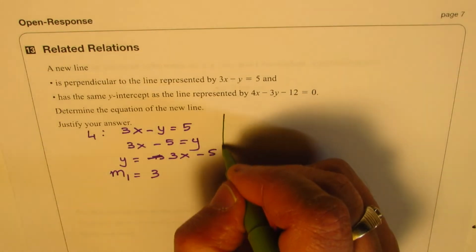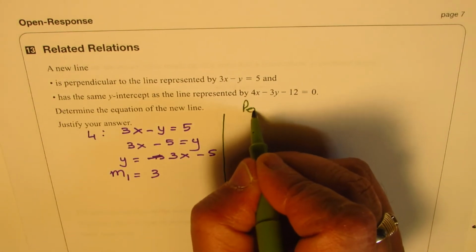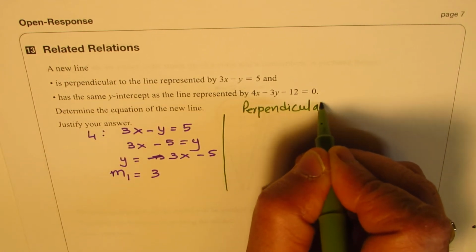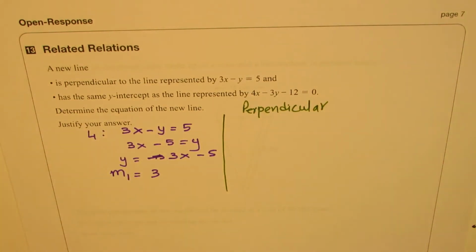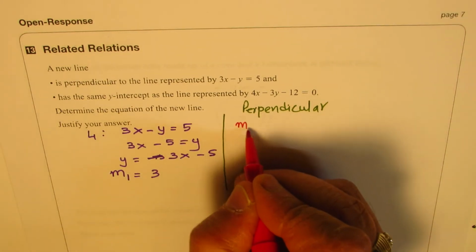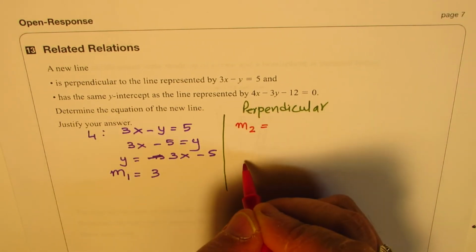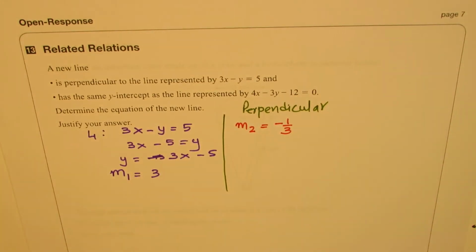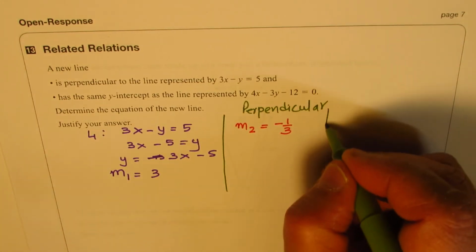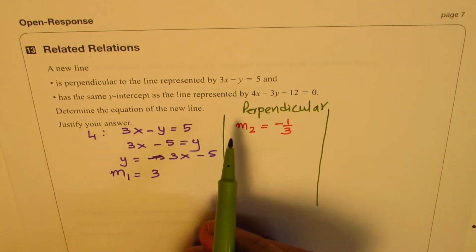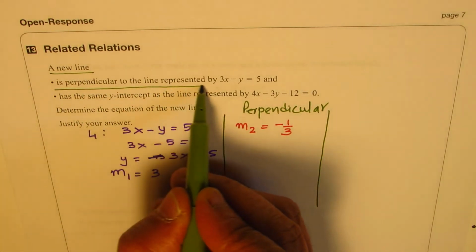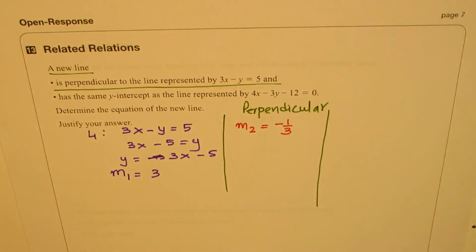If that is the case, then for a perpendicular line, what do you expect? For a perpendicular line, the slope should be the negative reciprocal. So m2, the slope of the perpendicular line, should be negative 1 over 3, correct? So that is the first thing which we have got, since it says that the new line is perpendicular to this line.